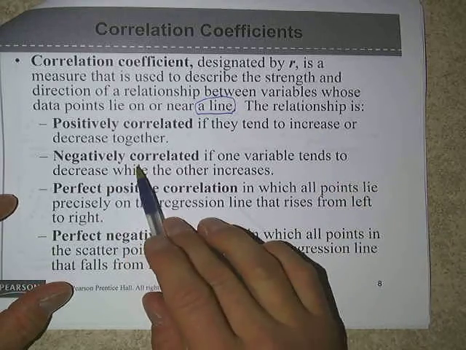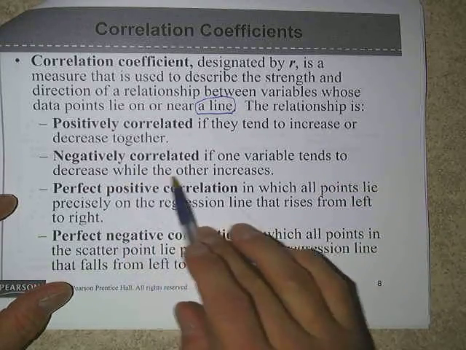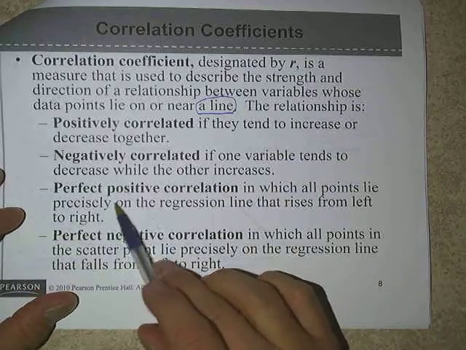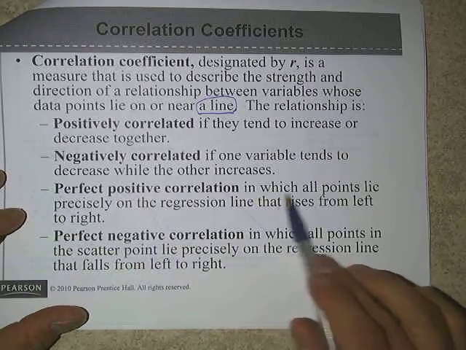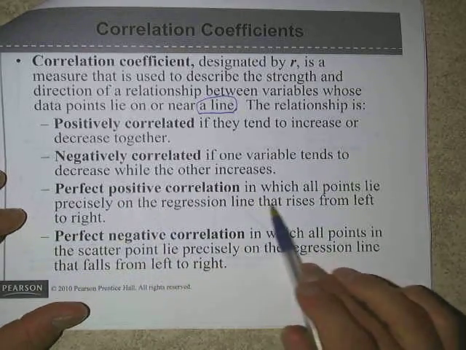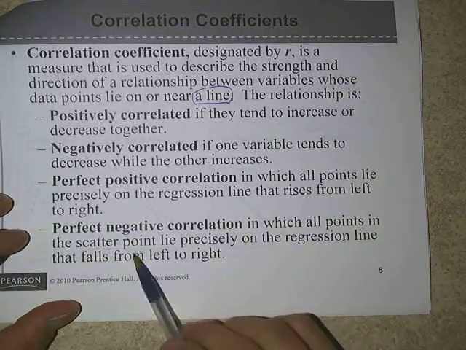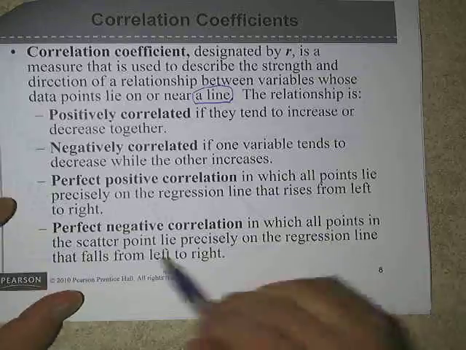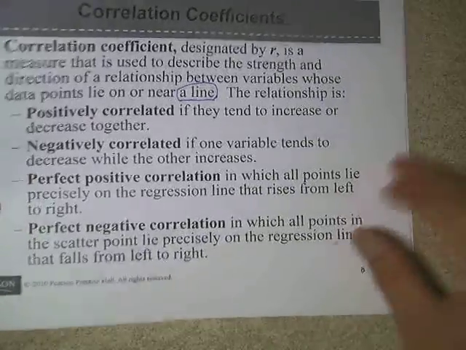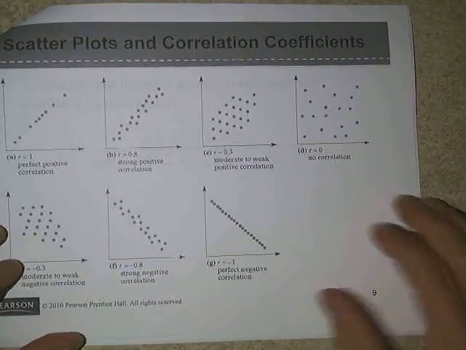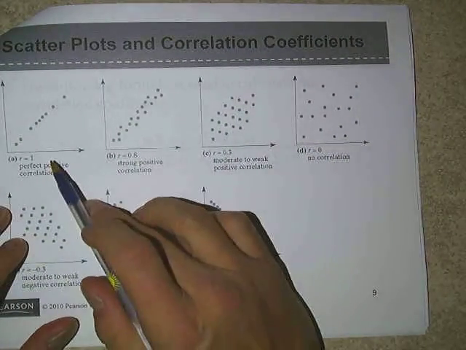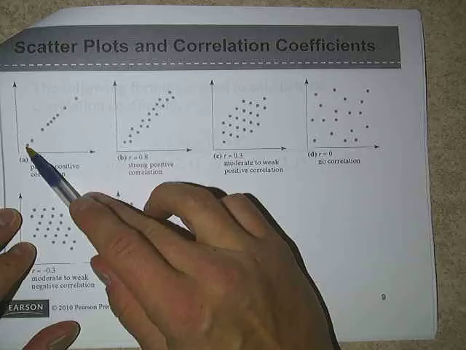So ultimately we have a few different things we can say here. The relationship is positively correlated if the variables tend to increase or decrease together. Negatively correlated if one variable tends to decrease while the other increases. Perfect positive correlation is when all the points lie precisely on the regression line that rises from left to right, and perfect negative would be that all the points lie on the regression line that falls from left to right. Now, let's take a look at some pictures, because the pictures are the best way to illustrate that.